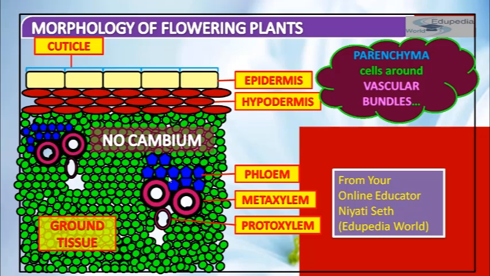And what about phloem? In phloem, only sieve tubes and companion cells are present in case of monocot stem. But phloem fibers and phloem parenchyma are absent in monocot stem, for example in maize. So this was the anatomy of monocot stem from out to in.